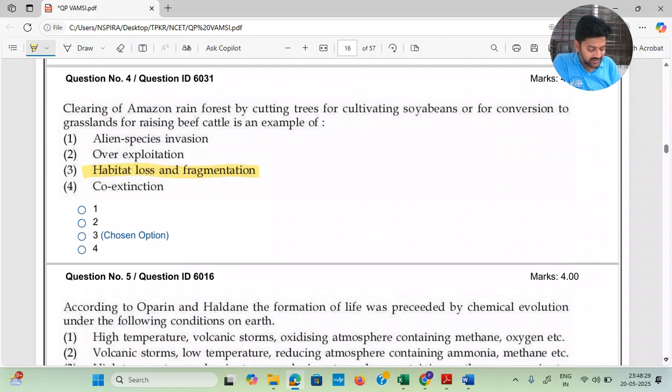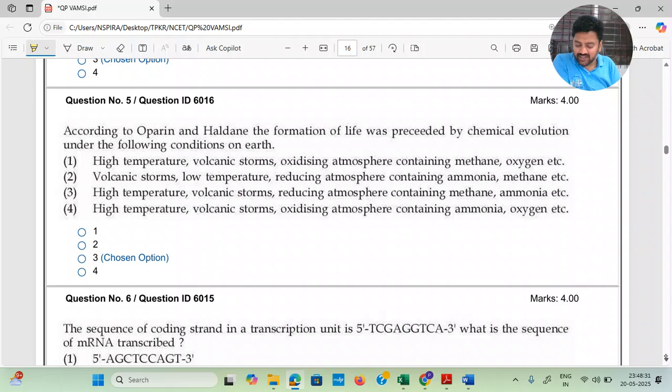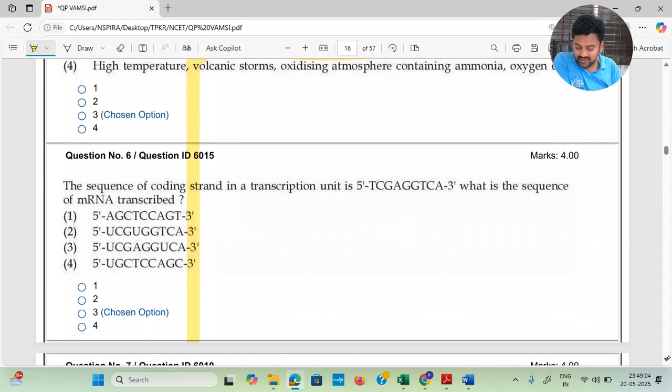Direct NCERT based question. According to Oparin and Haldane, the formation of life was preceded by chemical evolution under the following conditions on Earth. So here you can clearly see the steps, that is high temperature, volcanic storms, reducing atmosphere containing methane and ammonia, etc. So the third one will be the correct option. And question number 6.